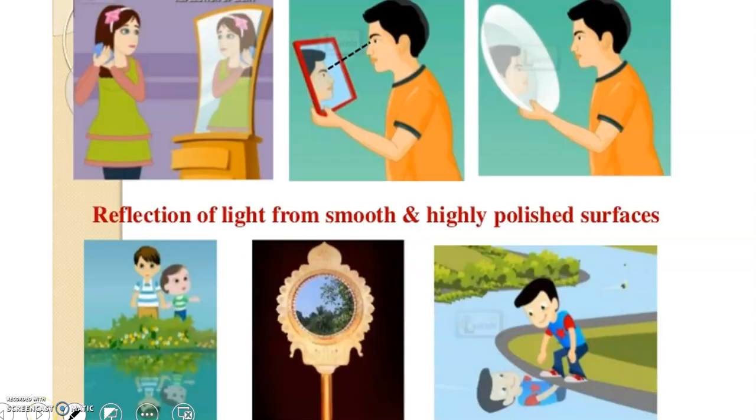So what do you see in this picture? It's a reflection of light from smooth and highly polished surface. See in the first three images, the person is able to see themselves in a mirror. In the same case, on the bottom part, you're able to see your image on a clear surface of water. And we have seen this before. Reflection from a smooth surface is called specular reflection.